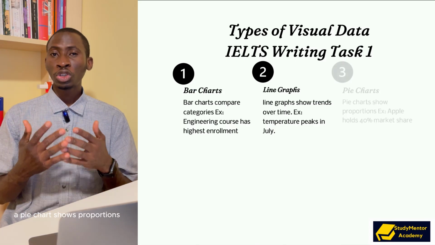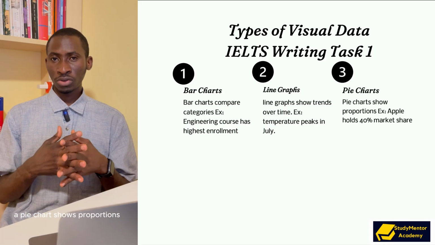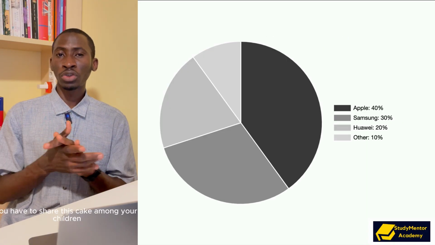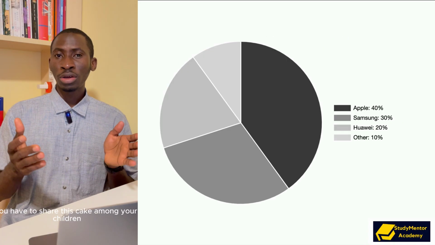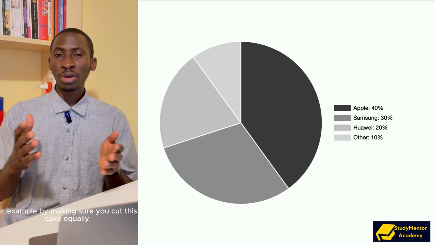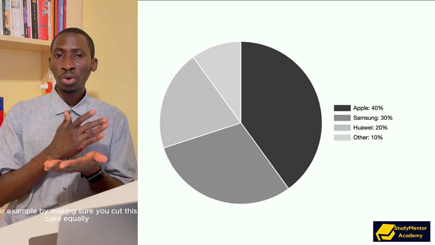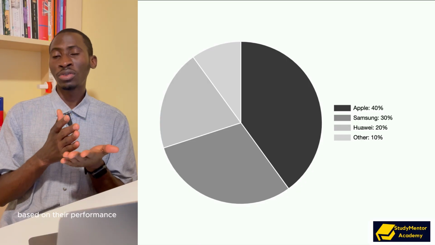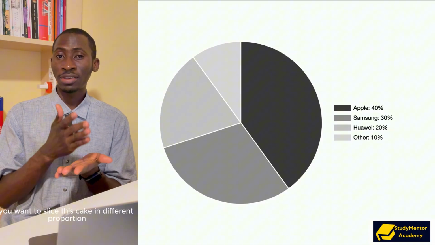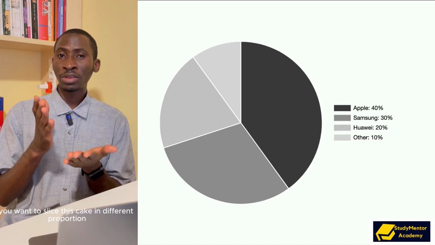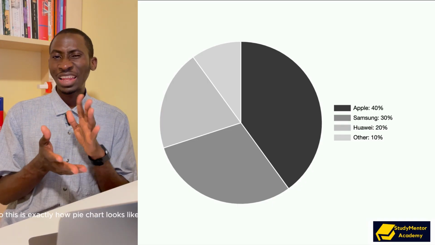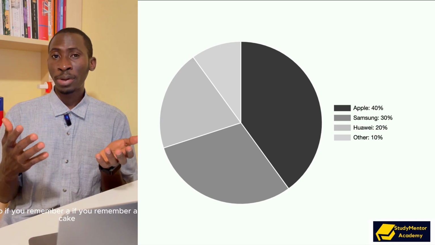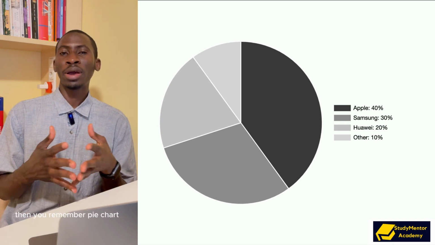A pie chart shows proportions. For example, you have a cake. You have to share this cake among your children, for example, by making sure you cut this cake equally, or maybe you want to give someone based on their performance. You want to slice this cake in different proportion. So this is exactly how a pie chart looks like. So if you remember a cake, then you remember pie chart.